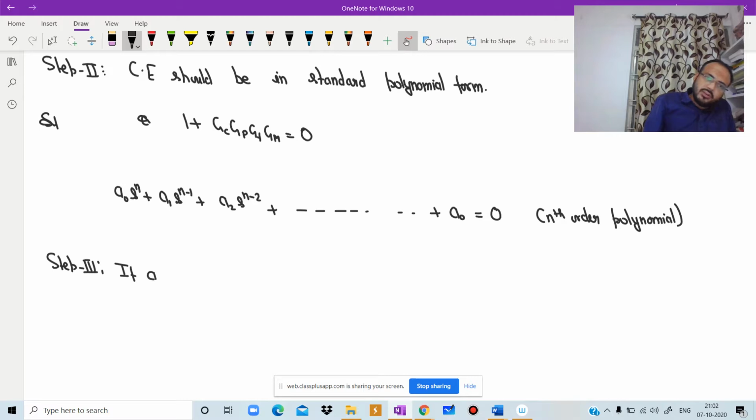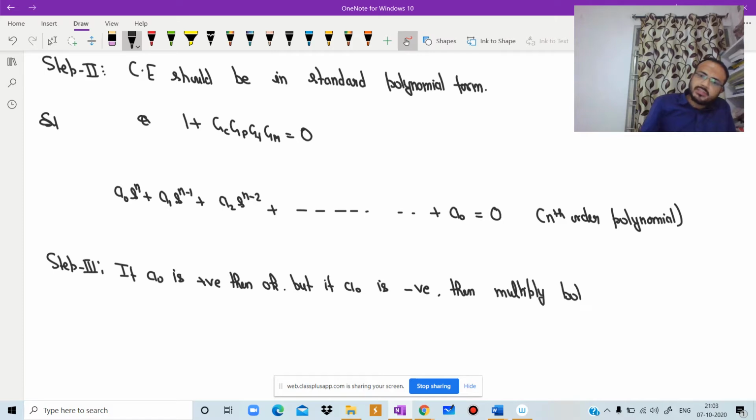If A node is positive, then okay. But if A node is negative, then multiply both sides by minus 1.